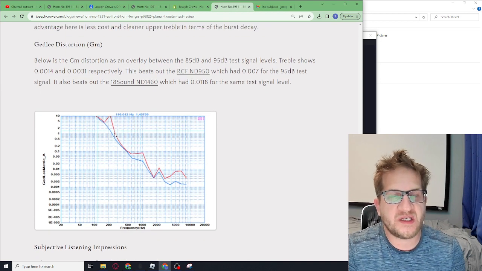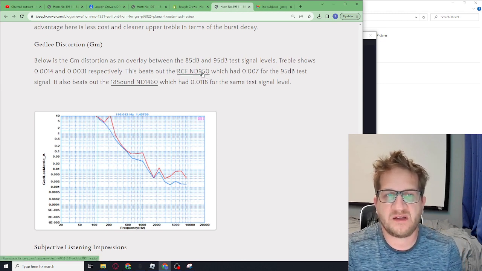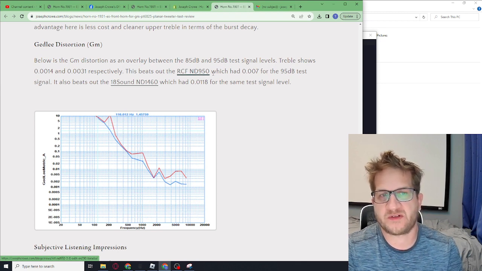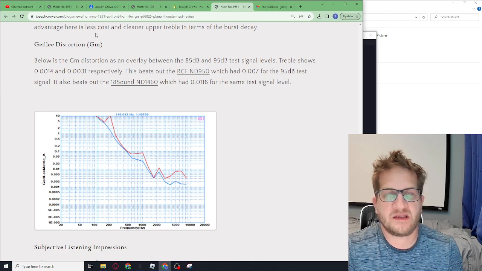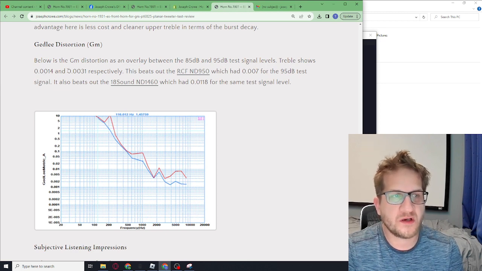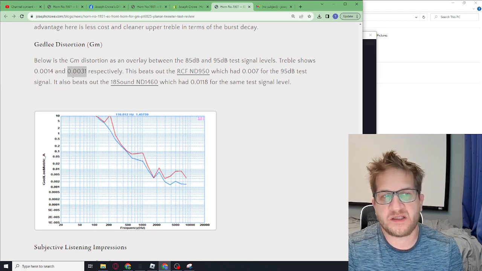So with the Gedlee distortion, this is something that I've just recently started measuring, so I have limited comparison data, but what I do have is the RCF ND950 and also the 18 Sound ND1460 compression driver. These are large format compression drivers, and we're just comparing test data against the 1931 horn. With the 1931 horn at the 95 dB test signal, the GM is 0.0031. That would be the red line here. And so we're looking at the 8 kilohertz region.